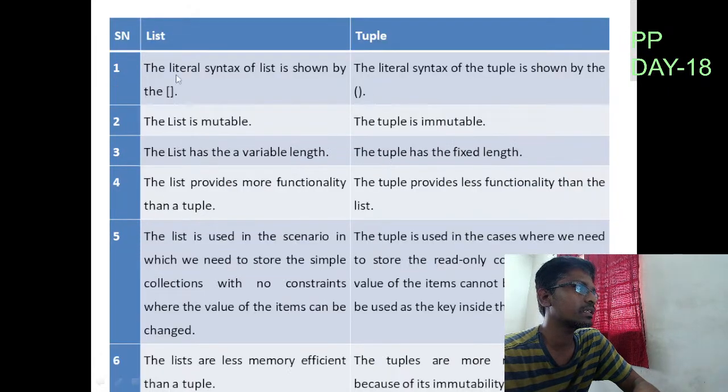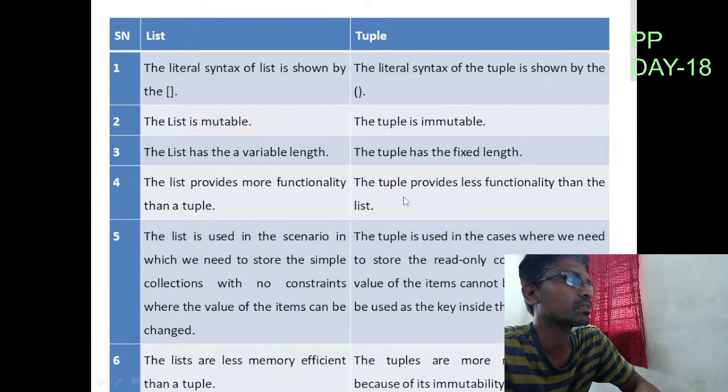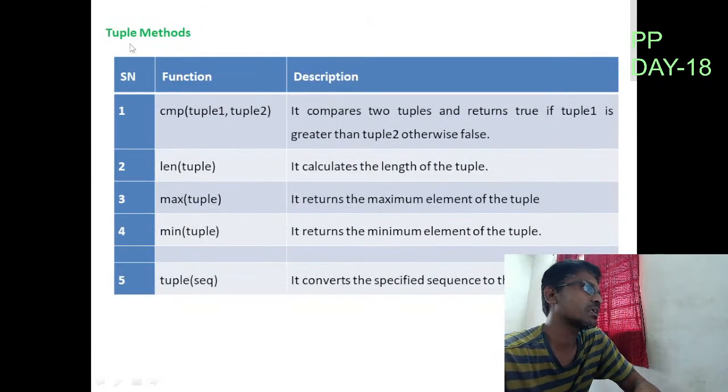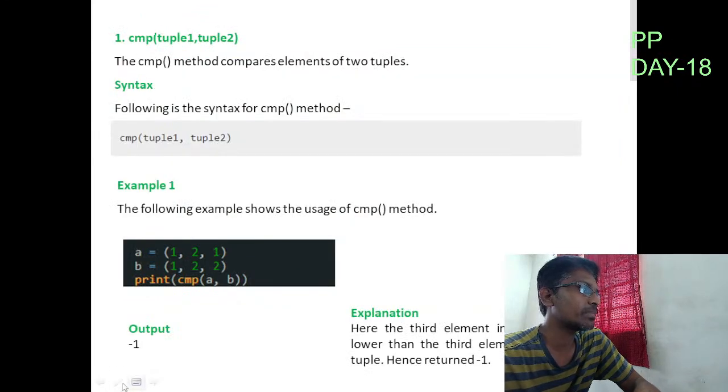So these are the list of operations, and these are the differences between list and tuples. So next, let us see the methods or built-in functions in tuples. First one, comparison. So comparison of tuple 1 and tuple 2.